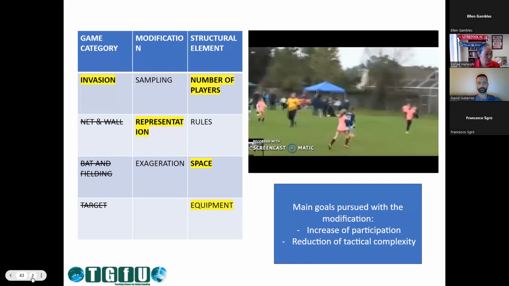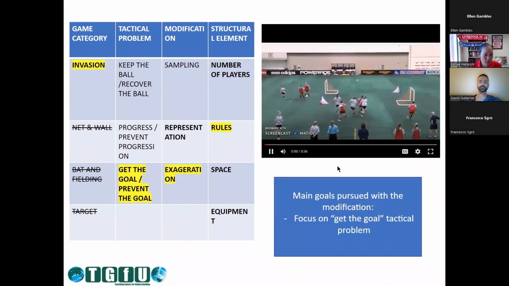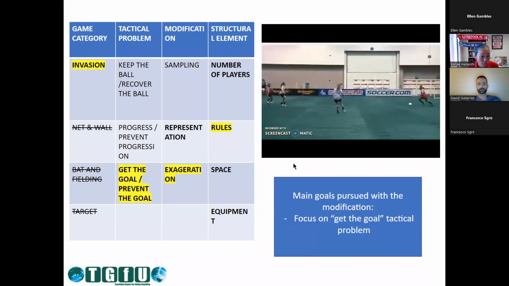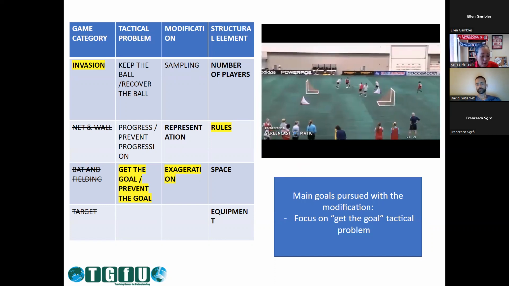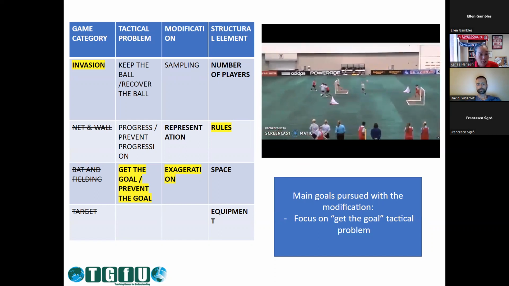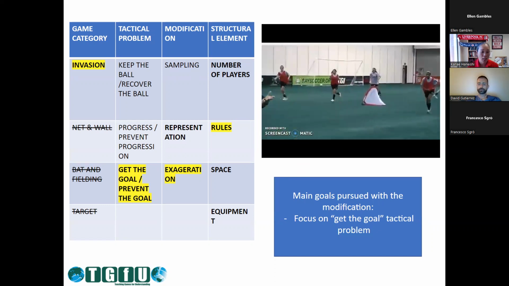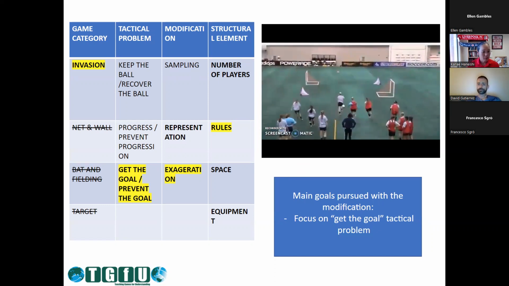The next video is another example of a tactical game modification for an invasion game, which is soccer. The main goal pursued with the modification is the focus on getting the goal, which was the tactical problem. As you can see, and as David mentioned already, the players have more goals to shoot on from different angles too.